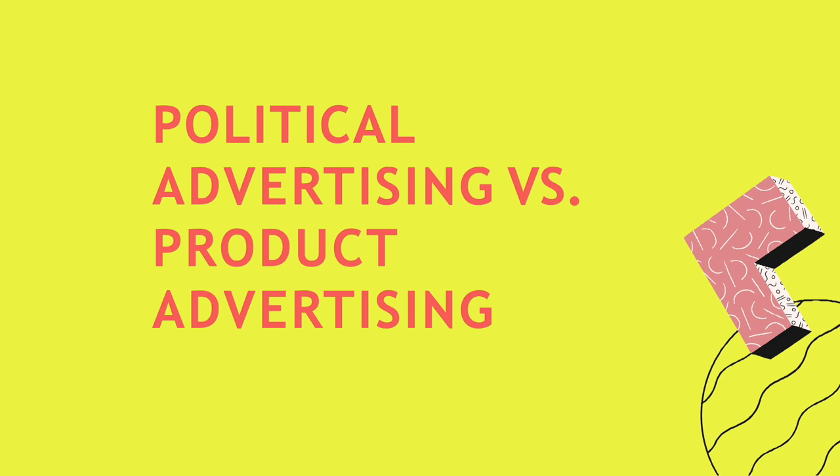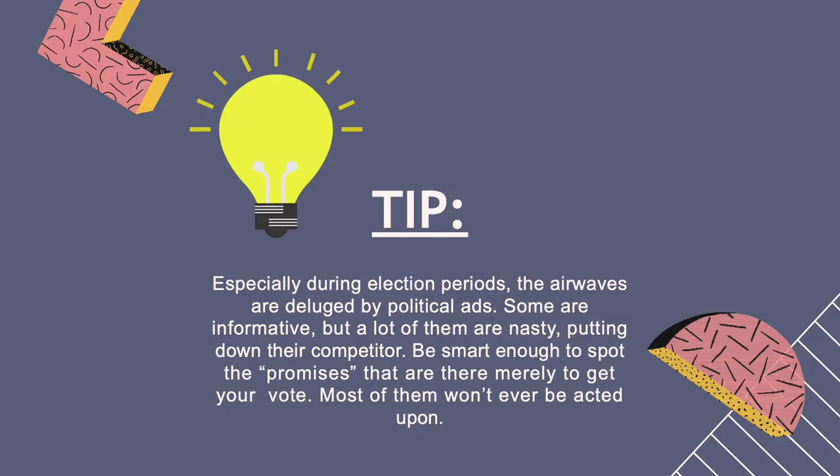Try to get a politician to answer why they didn't do something they promised. They can use many excuses. The end result is that you, as a consumer, have been duped by false advertising. Here's a tip. Especially during election periods, the airwaves are deluged by political ads. Some are informative, but a lot of them are nasty, putting down their competitor. Be smart enough to spot the promises that are there merely to get your vote. Most of them will never be acted upon.